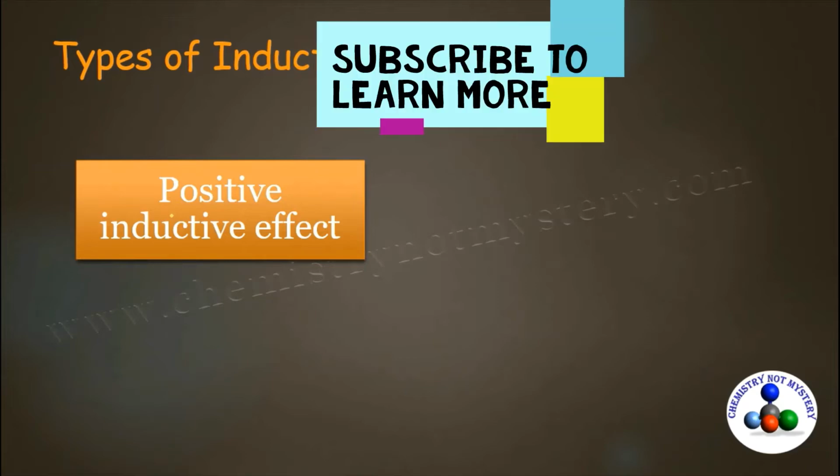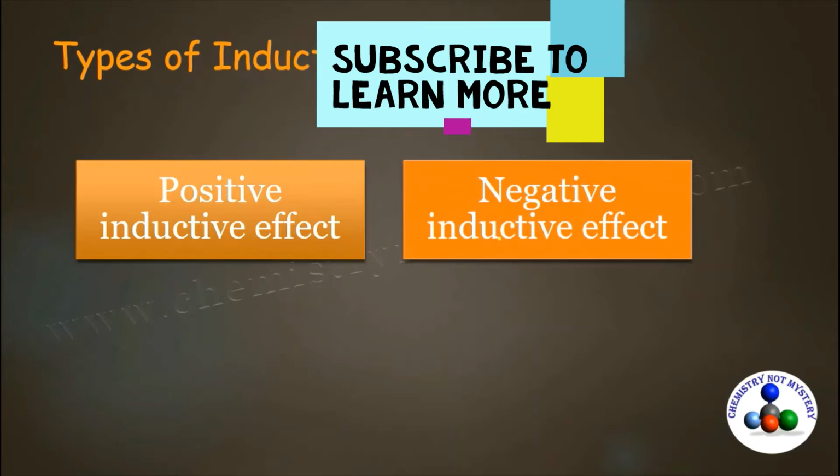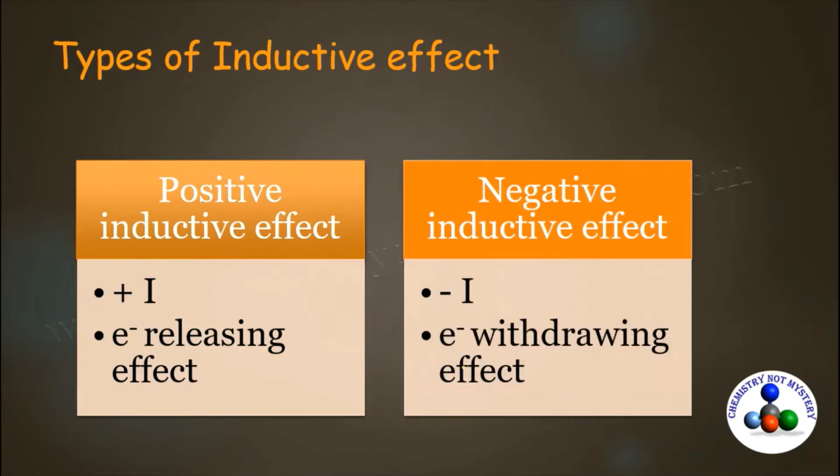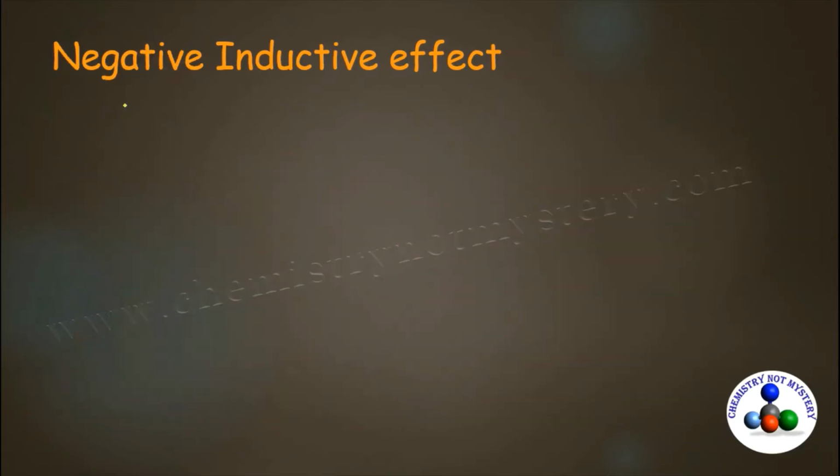Now come to the types of inductive effect. There are two types of inductive effect. First one is positive inductive effect and second one is negative inductive effect. Positive inductive effect is denoted by plus I and it is electron releasing effect, while negative inductive effect is denoted by minus I and it is electron withdrawing effect. We are going to discuss each of them separately.